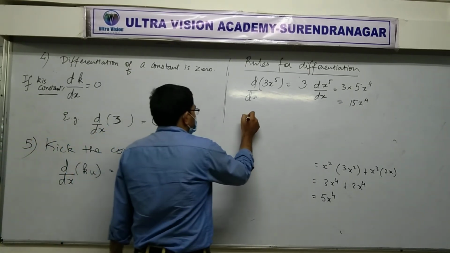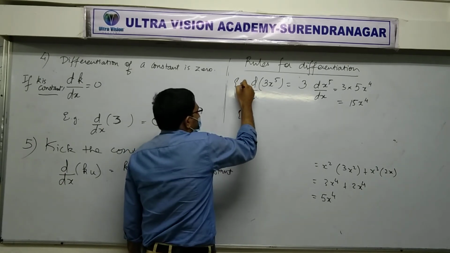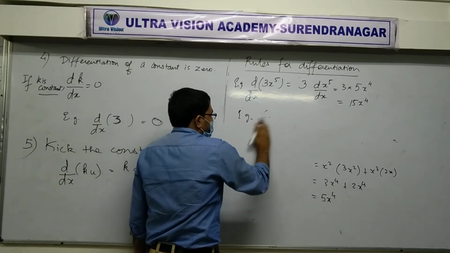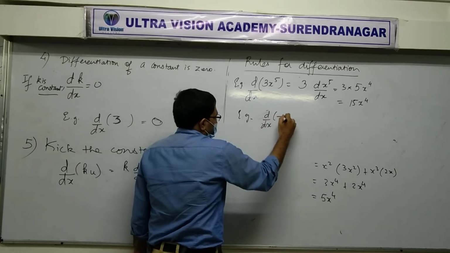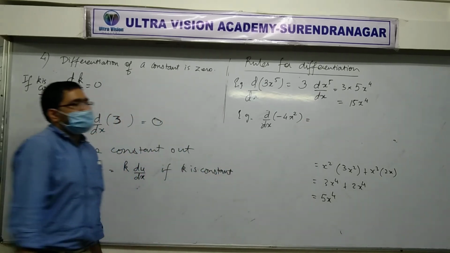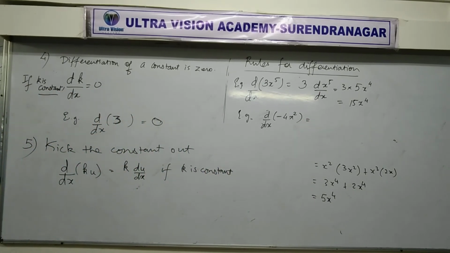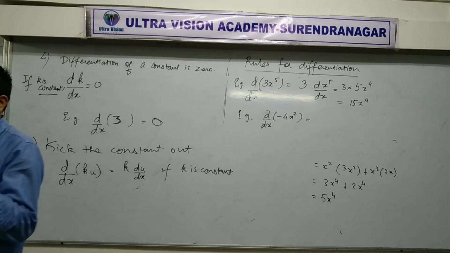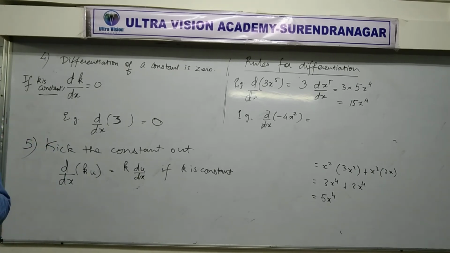Okay. Next. Take another example. Suppose you want to find d by dx of minus 4 x raised to 2. Then what would be the answer? Again, minus 4 is obviously a constant, right? So what's your answer? Minus 8x. Minus 8x.